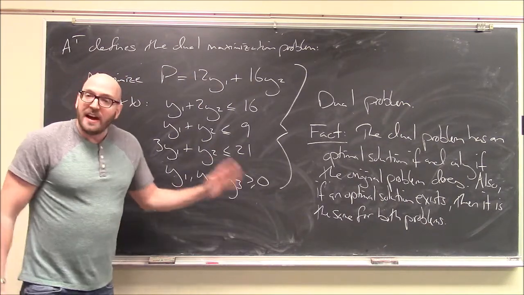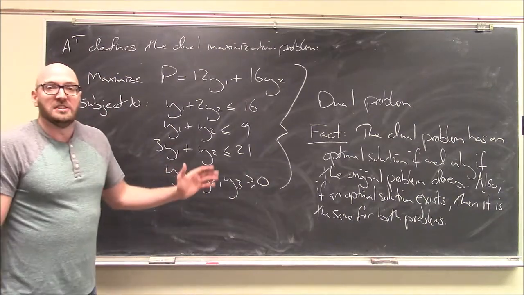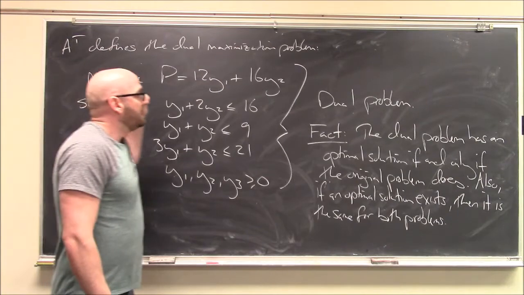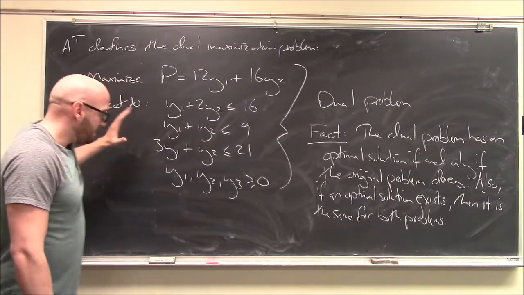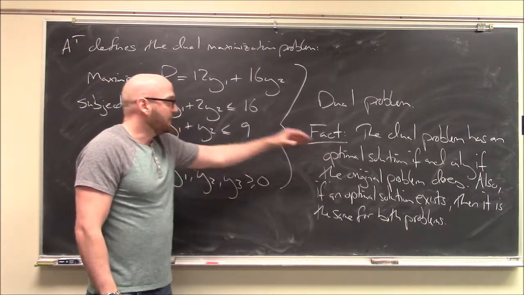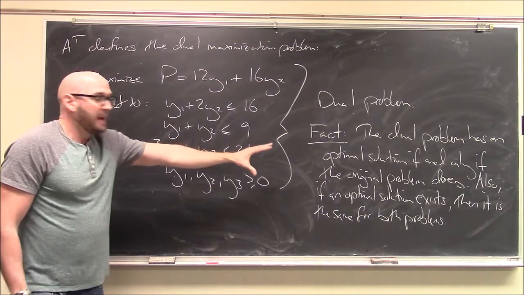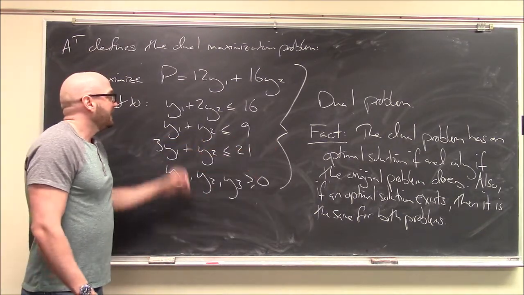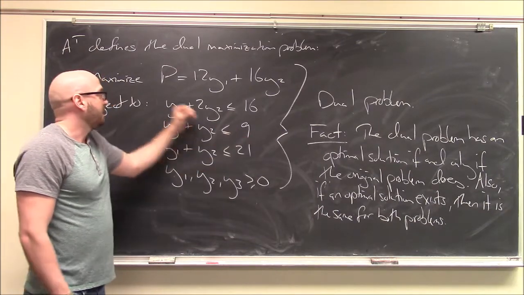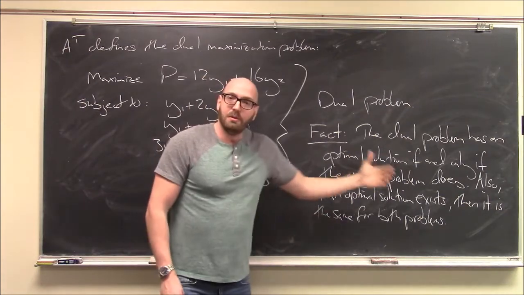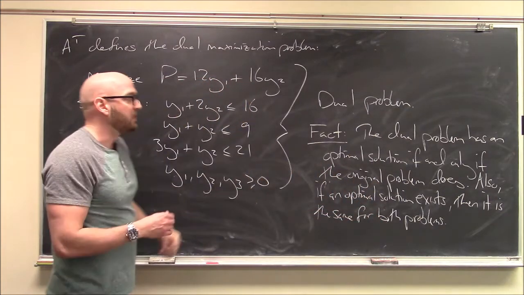So that's about 99% of everything new in this section. If I want to solve a minimization problem in standard form, I build the dual problem. And I do that by building the coefficient matrix, taking the transpose, and then writing down what the dual problem is. Once I have this, this theorem tells me that I can go ahead and solve the dual problem. Because if I find the maximum value for P, that gives me the minimum value for the original problem, the minimum value for C.